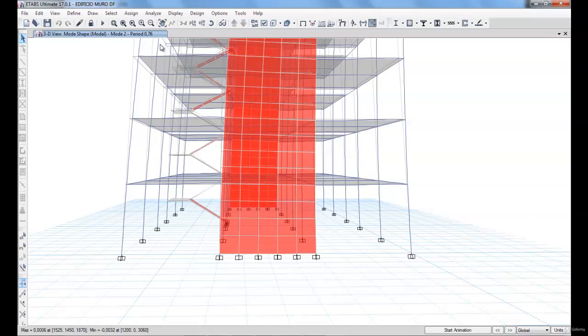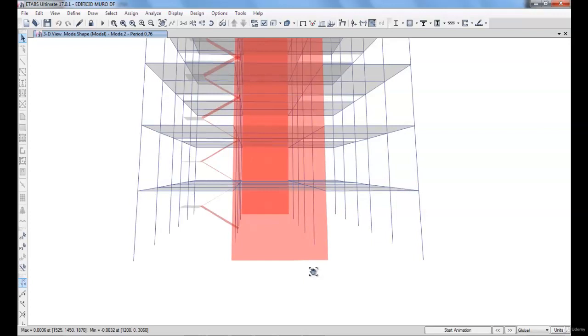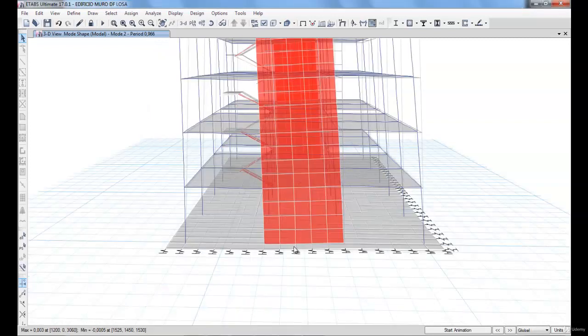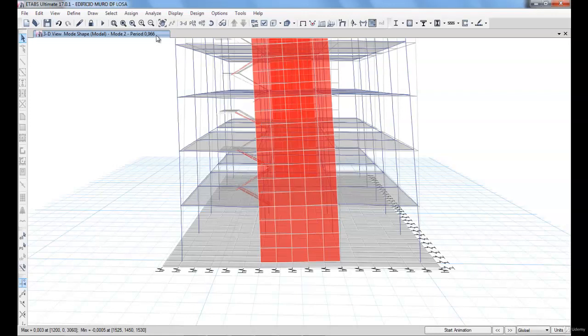We will see the difference in the period of time. For example, remember the building we studied last year. We calculated 0.76 seconds. Well, in this case, for the soil structure interaction, we obtained 0.96 seconds. We will study the differences and how to take this into account in the soil structure interaction.